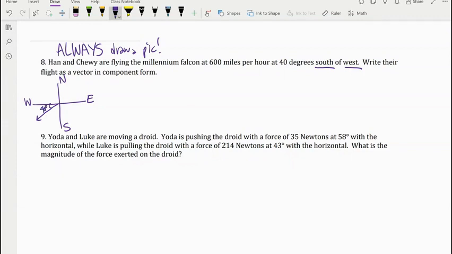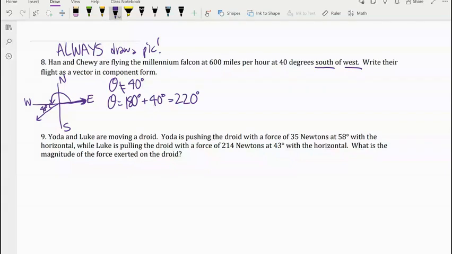So that's why I want you to draw a picture. You really have to understand what direction you're working with. My angle theta is not 40 degrees. 40 degrees south of west is not 40 degrees. 40 degrees south of west is 180 plus 40 degrees. We always go from due east. That's our standard position, right? Due east is standard position. So if I'm going all the way down to 40 degrees south of west, that is 220 degrees. So our theta is 220 degrees.